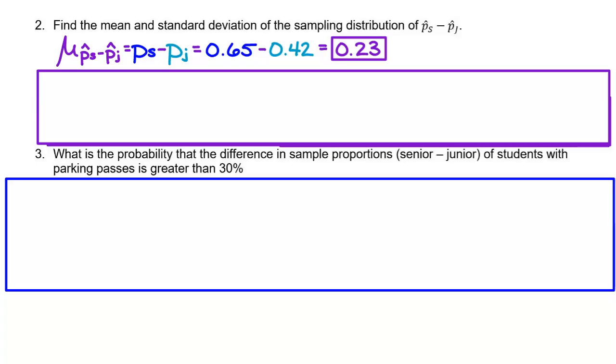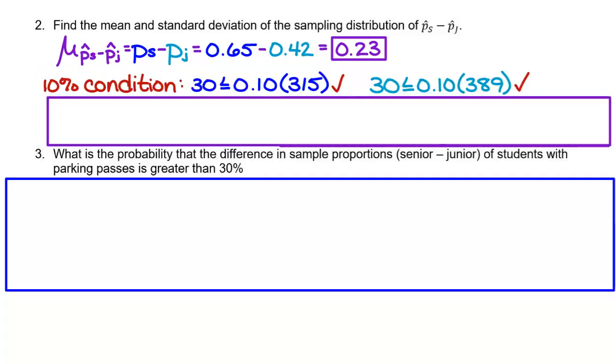All right. What about standard deviation? What do I need to do before I actually calculate it? Check the 10% condition. For what? If the sample size is less than or equal to 10%. Yes, both of you guys. Sample size less than or equal to 10% for both samples. So we have 30 is less than or equal to 10% of 315. Yep, barely, but yep. And 30 is less than or equal to 10% of 389.